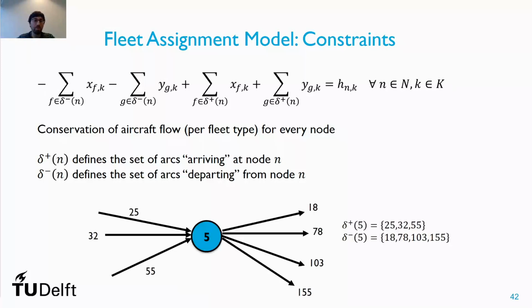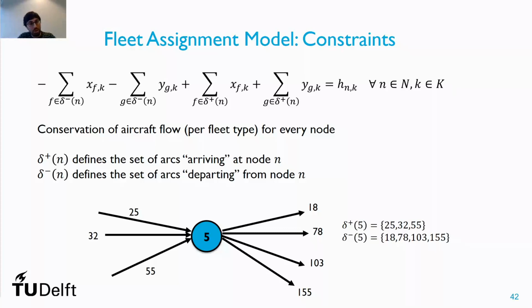And for example, if you have node 5 and this set of arcs, delta plus would be 25, 32, and 55, the 3 arcs entering node 5, and the 4 exiting arcs composing delta minus 5 will be 18, 78, 103, and 155. And note that we have 2 terms with a minus, so we have the contribution from the flight arcs and the contribution from the ground arcs, and same we have 2 terms with a plus, contribution from flight arcs and contribution from ground arcs.